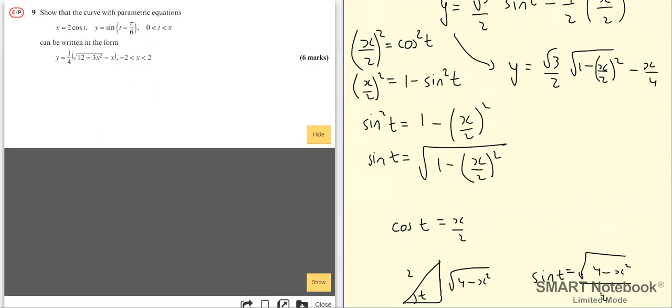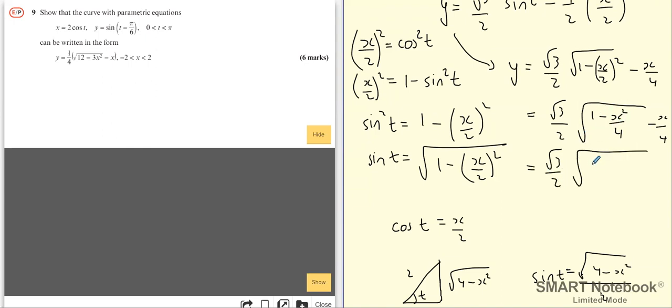Right, I am going to simplify this so that you can see how to get there. Root 3 over 2. This square root is going to become 1 minus x squared over 4. And I've also got minus x over 4 outside. Root 3 over 2 is fine in here. If I put this over the same denominator, I get square root of 4 minus x squared over 4 minus x over 4.